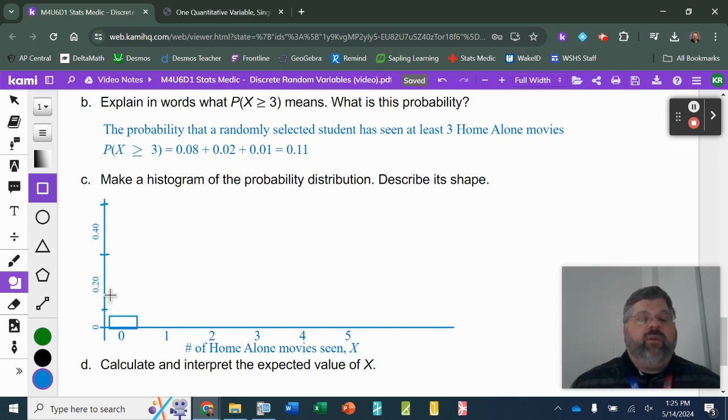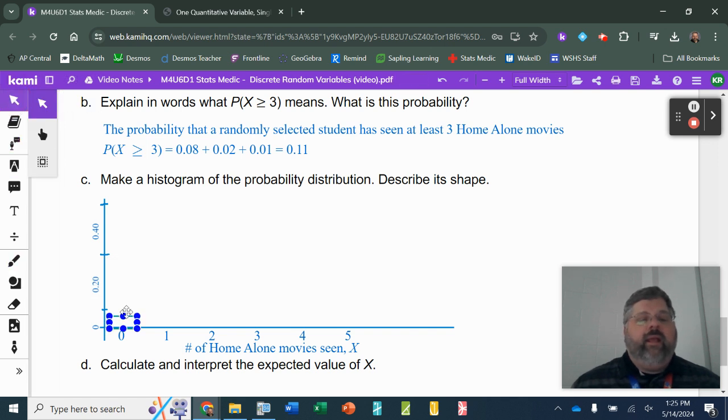So that's 0.10. So I need to come up to about halfway between 0.10 and, so there we go. We're just going to stretch out our rectangle right there. I'm going to bring it up just a bit and center it over 0. And so there's my rectangle for 0.